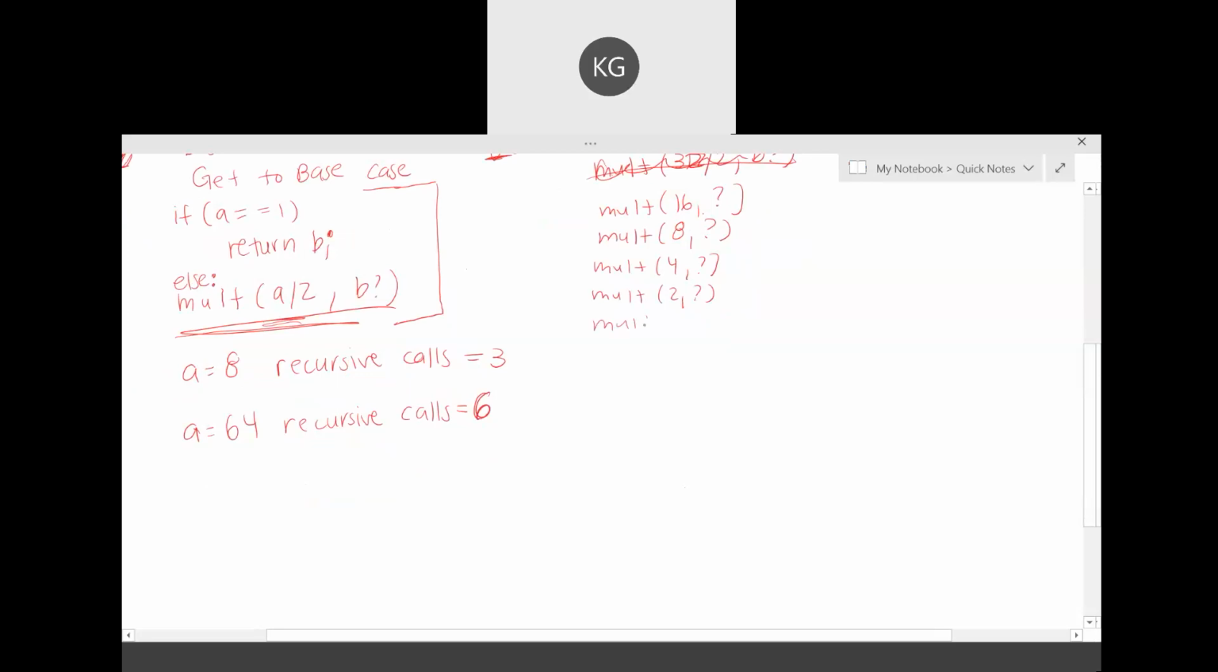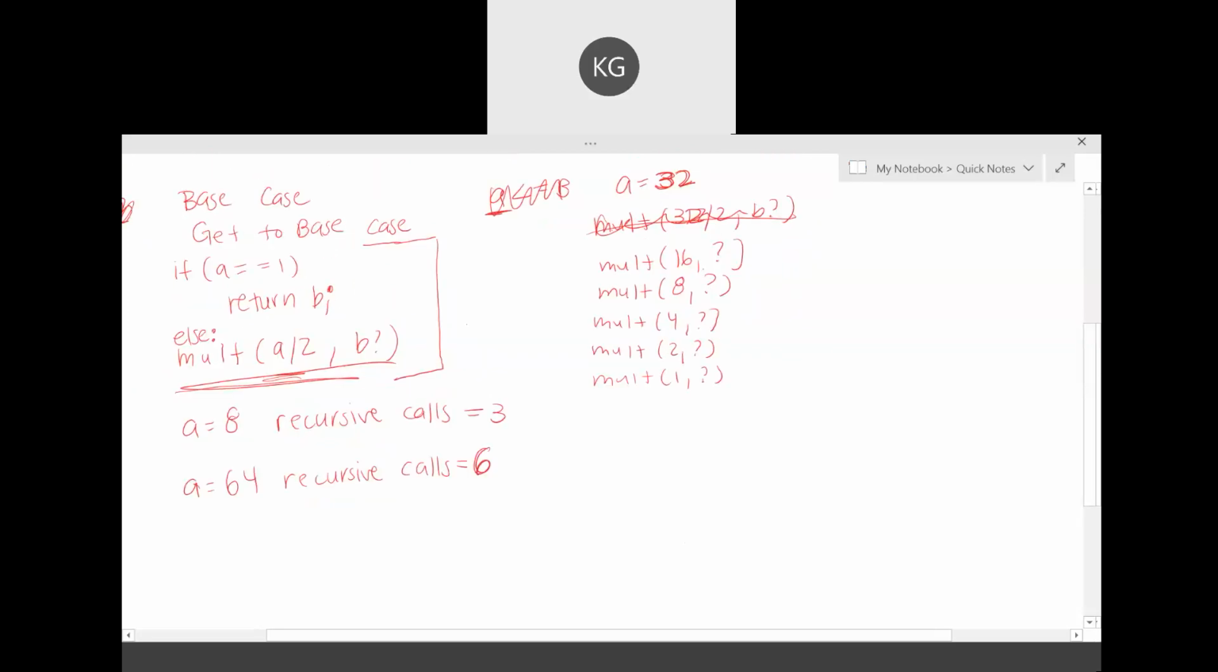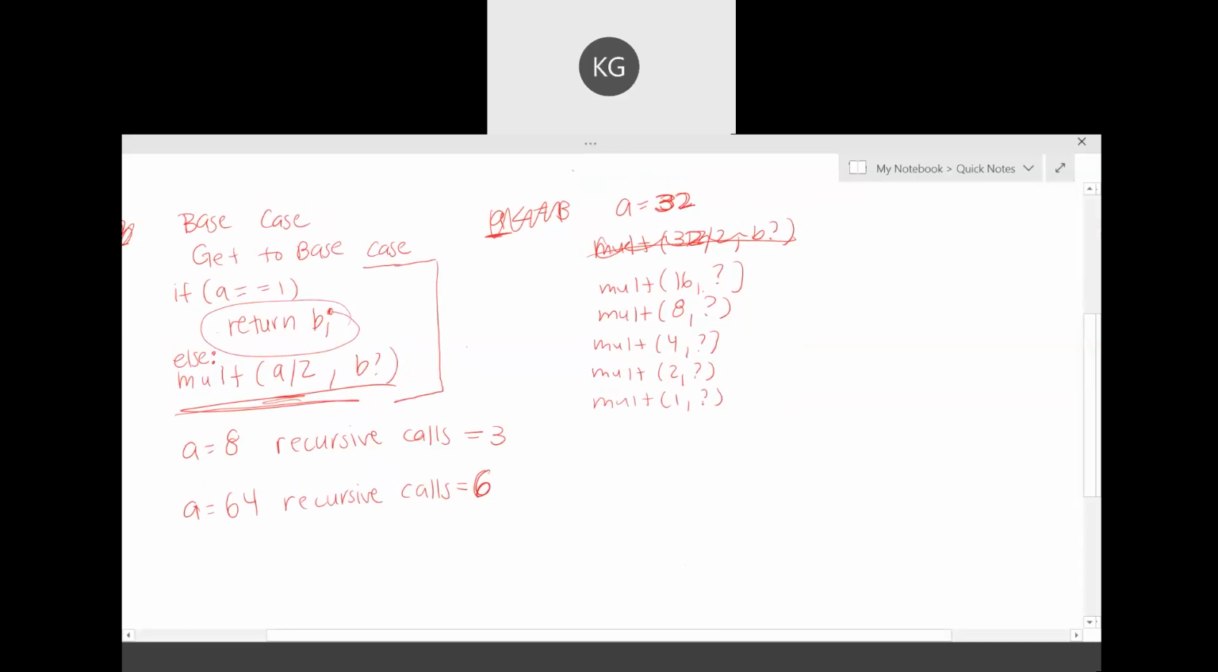Mult 1. So when we get to 1, we get to this return statement, and we're done with recursive calls, because the function is ended. So when a was equal to 32, we had 1, 2, 3, 4, 5 recursive calls.